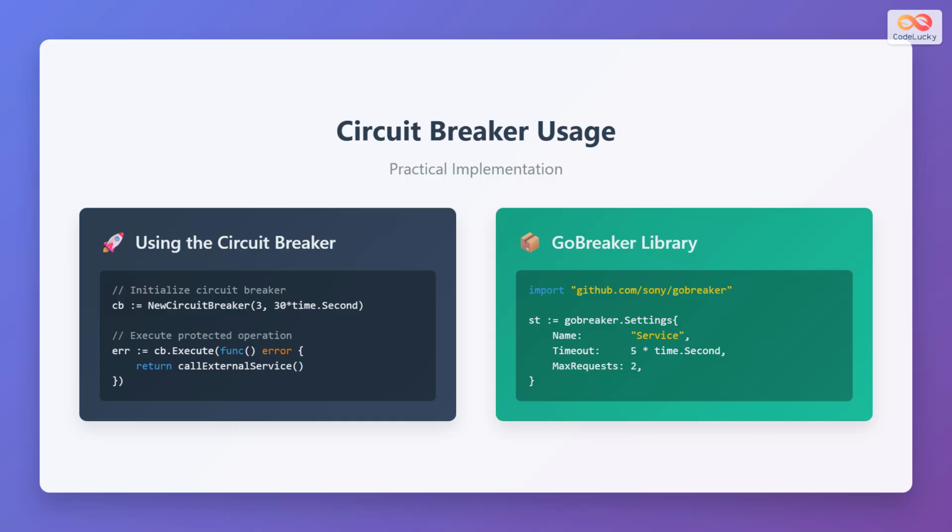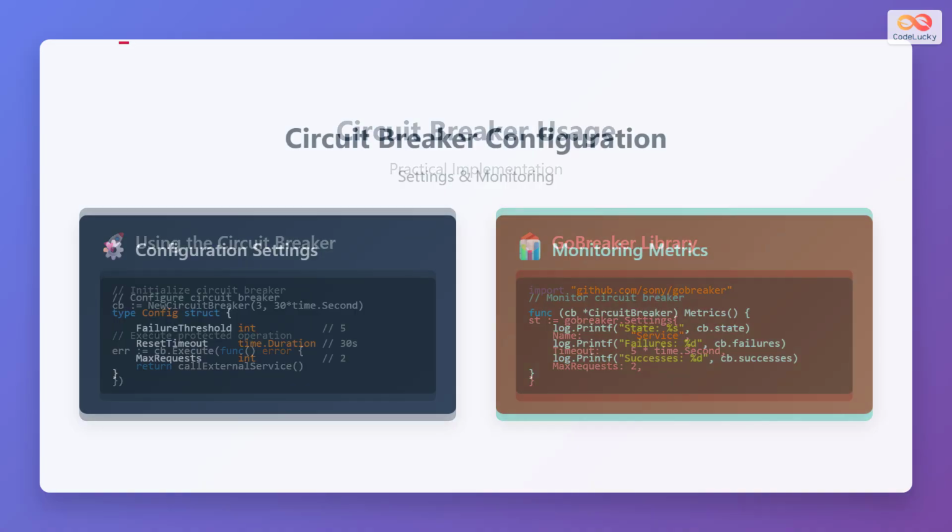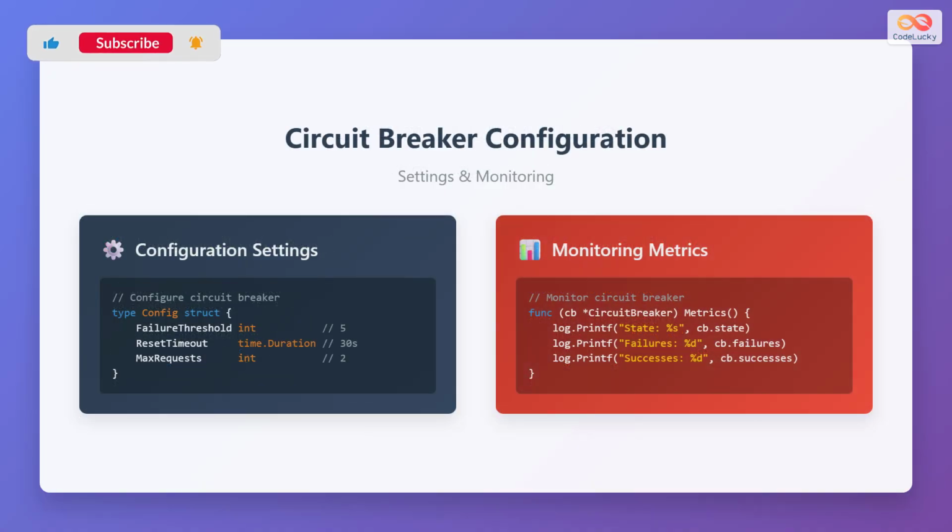When configuring the settings, you specify the service name for identification, the timeout duration for how long the circuit stays open, and max requests, which defines how many requests are allowed in the half-open state. Proper configuration is essential for effective circuit breaker operation. The configuration includes several key parameters.